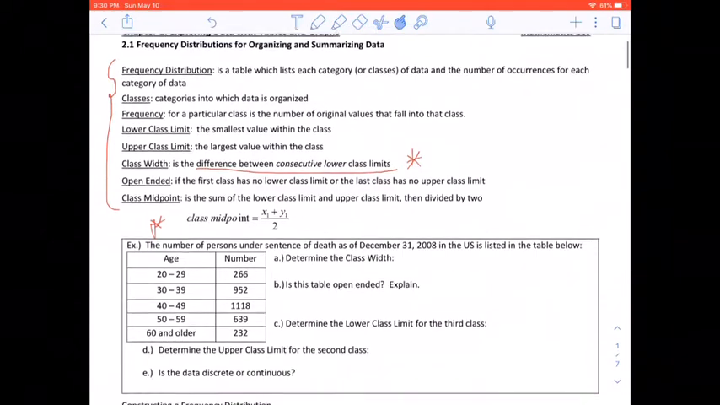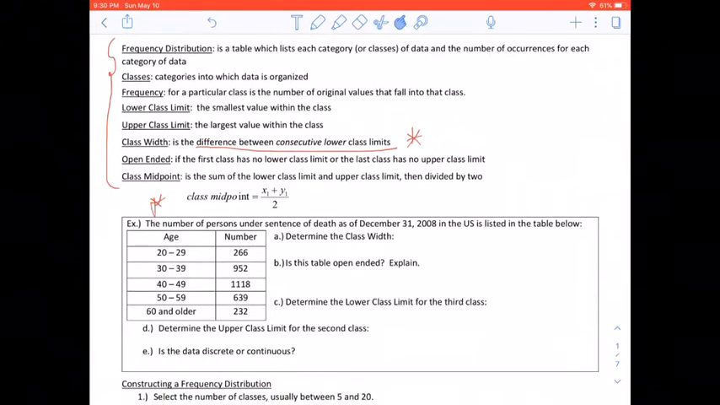The example down here is a frequency distribution with grouped data. The ages of the people under sentence of death as of December 31st, 2008 in the U.S. are listed in the table below. You'll notice that the first age group is 20 to 29, and there's 266. 30 to 39, there's 952, and so forth. You'll also notice that the last class says 60 and older, so we don't know exactly what the highest age is in this data.